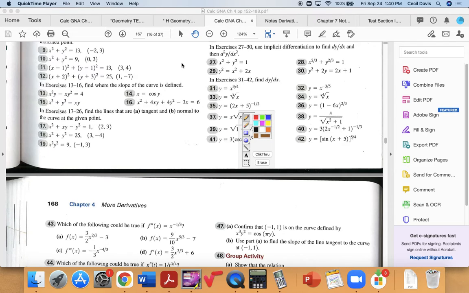18 is 2 secant of x times the square root of secant x plus tangent x. 22 is negative 4 times parentheses 1 plus cosine 2x, close parentheses, times sine of 2x. 26 is 2 secant cubed of 2 theta plus 2 secant 2 theta times tangent squared of 2 theta.